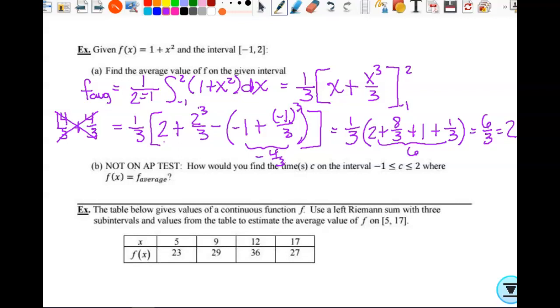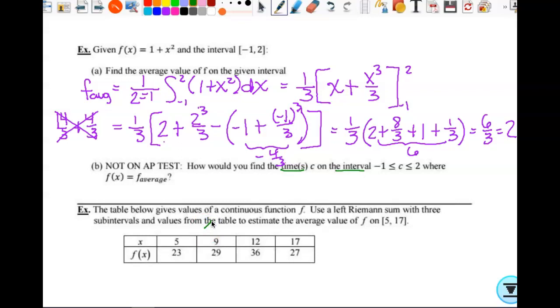Okay, so this says, how would you find the times on interval C from -1 to 2 where f of x is equal to the average? How could you find when it's equal to the average? Derivative, could you? B minus A. Yes, but what we're looking for, find the time. Okay, the times, find where is what it should say, because it's not really a time. That's a bad use of that word.